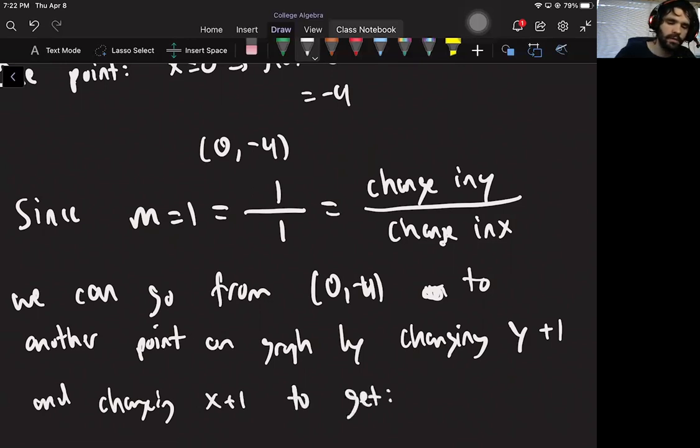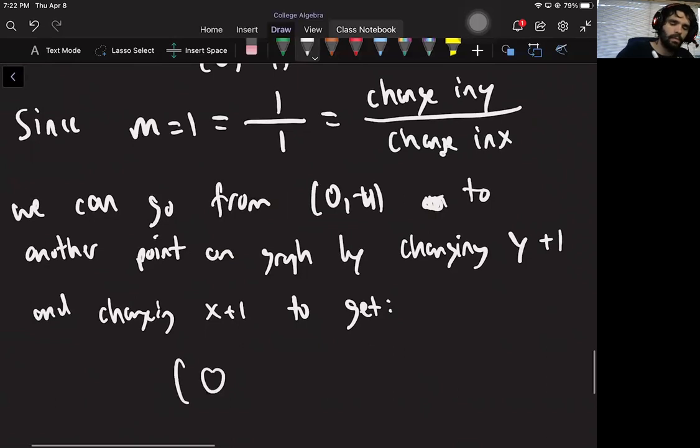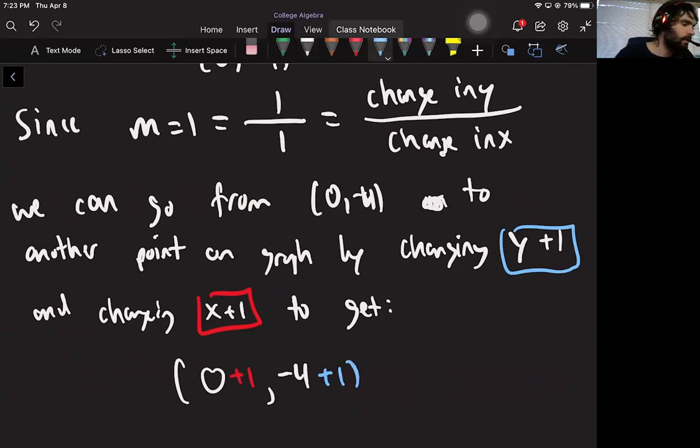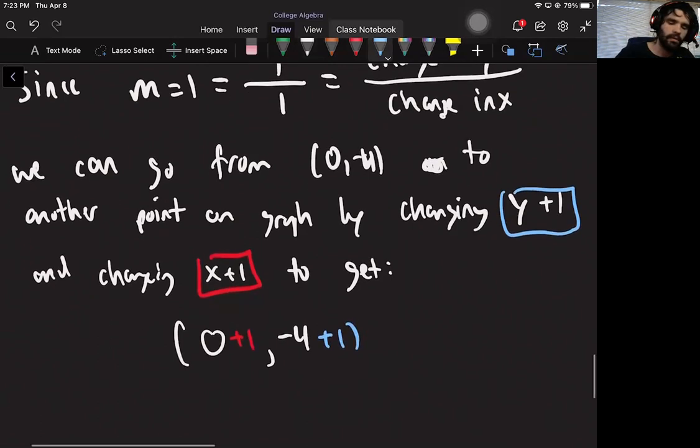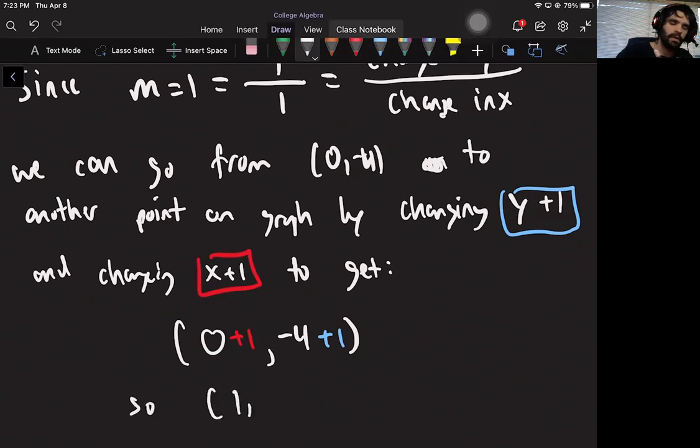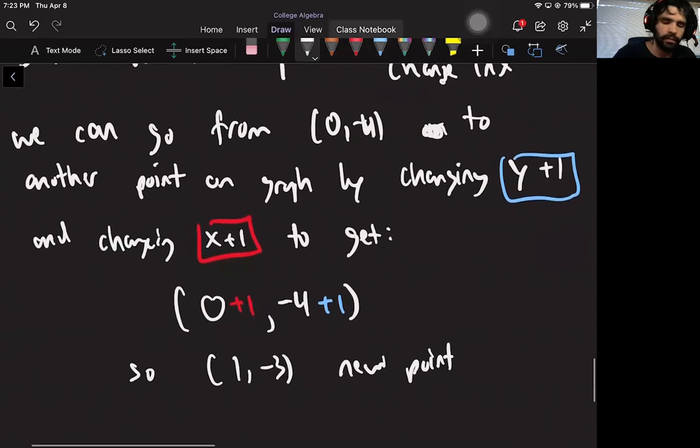So let's do that. So if I take 0 and I change it by, because it's an x, I change it by 1, I'll get 1 there. And if I take -4 and I change it by 1, I'll end up with -3. So then the point that I get is 1 comma -3. And that point will be on the graph.